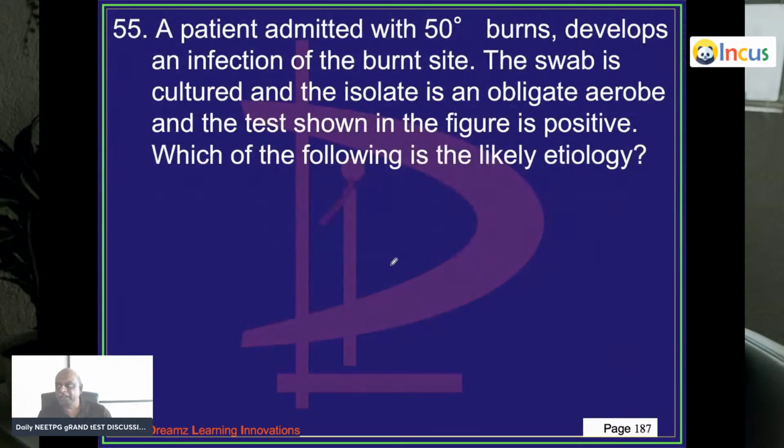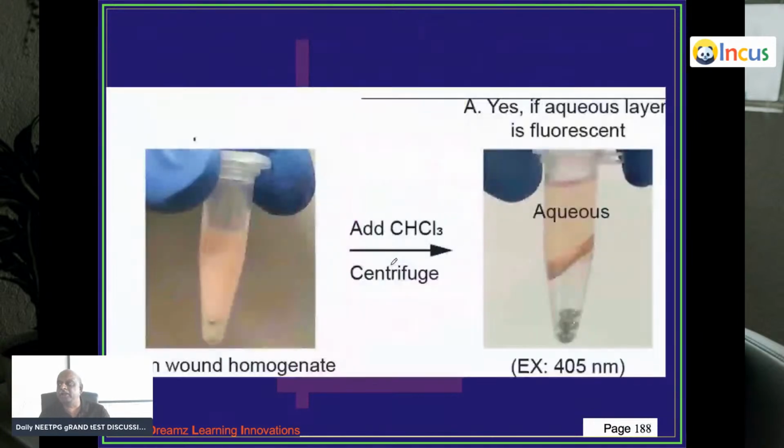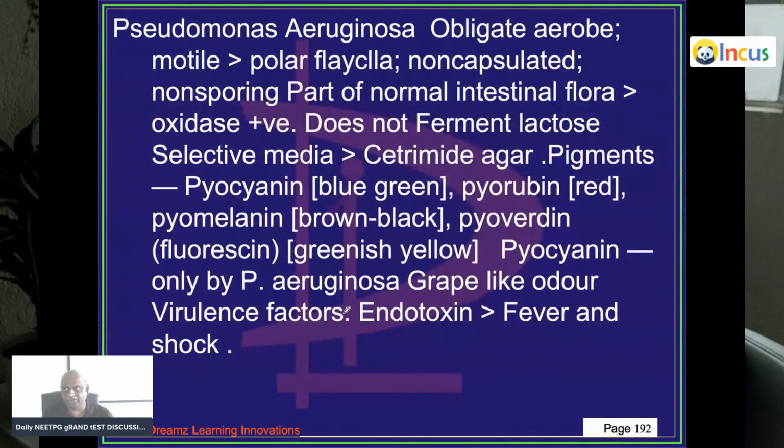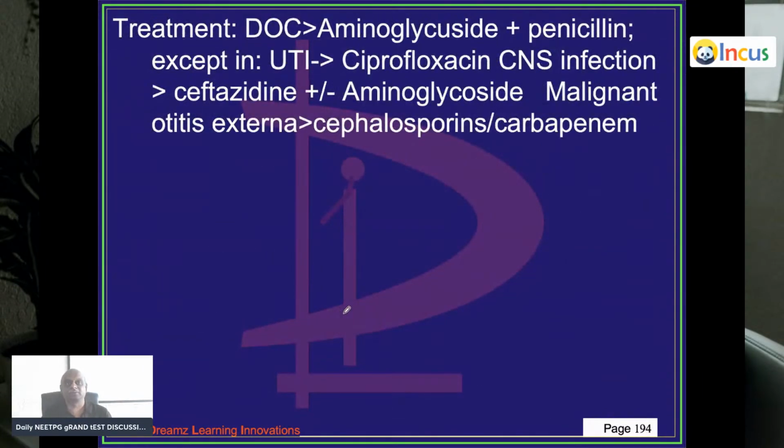So patient admitted with 50% burns, develops infection of the burn site. The swab is cultured and the isolate is an obligate aerobe. Obligate aerobe, it will not survive without oxygen. Burn wound homogenate, you added CHCl3 that led to development of an aqueous layer. Pseudomonas aeruginosa. Very good.